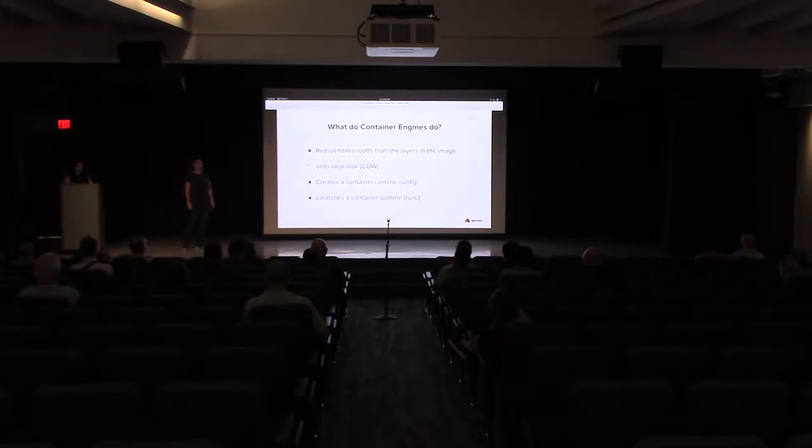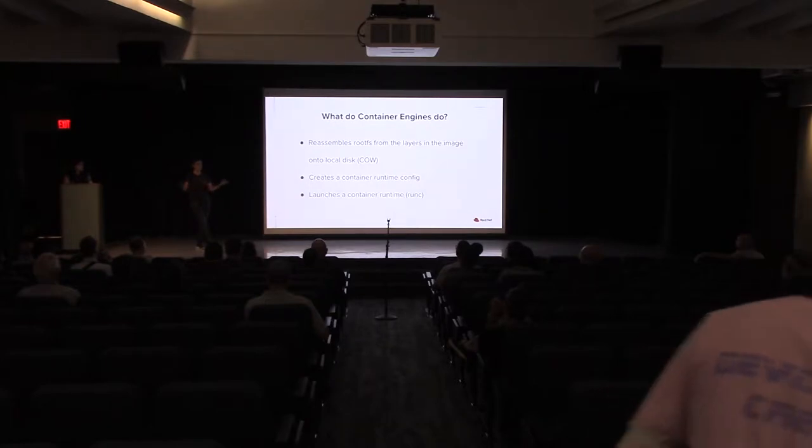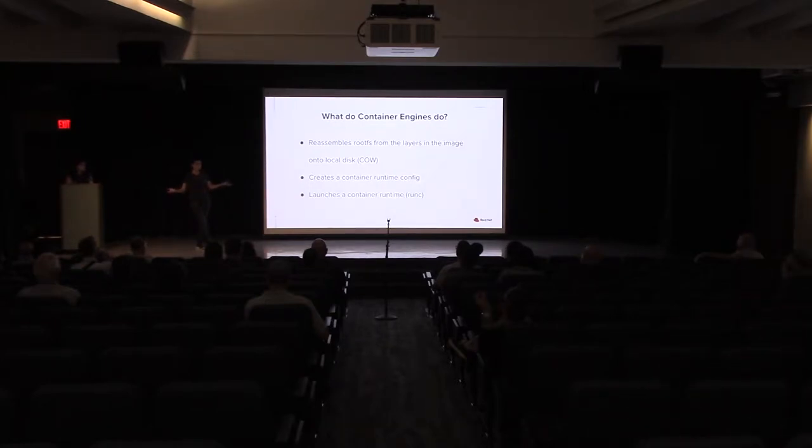In order to run a container image, you need a container engine that knows how to launch the container runtime. A container engine is a program that can take the container image, reassemble that tarball, extract it onto your local system, and it uses a copy-on-write file system because, say, I want to run 10 Fedora containers from 10 Fedora images.